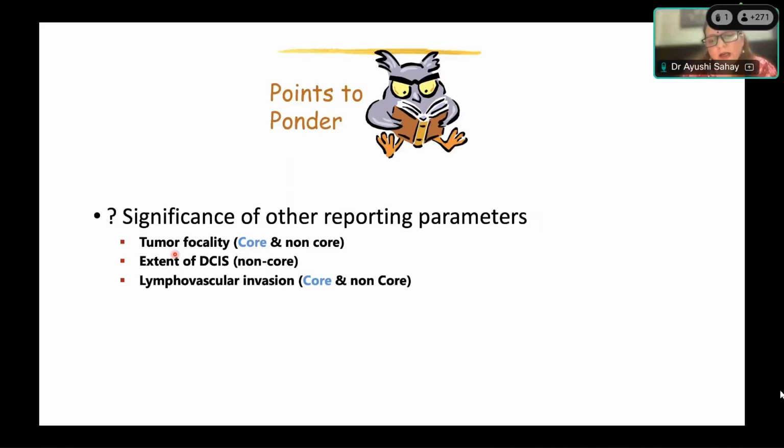When do we call presence of extensive DCIS or extensive intraductal component? When it involves more than 25% of all the tumor area. Yes, and it forms beyond the invasive component. Yeah, so it is both. It is not just presence of 25% tumor, but it is presence of DCIS around the main tumor also. Not either or, it is both together.